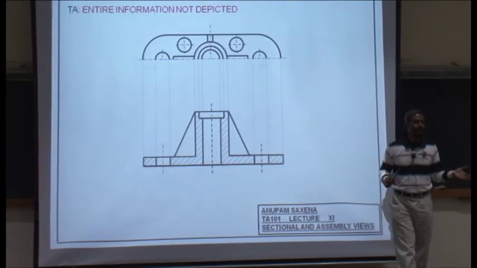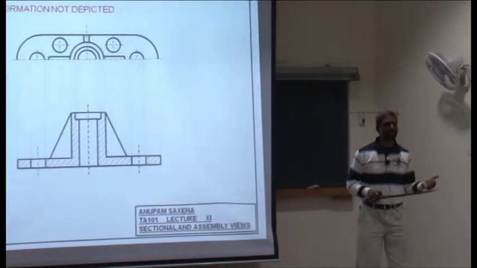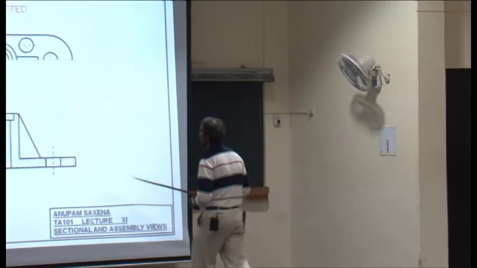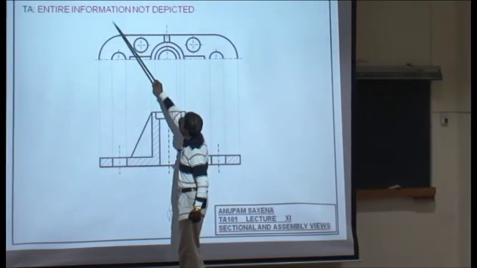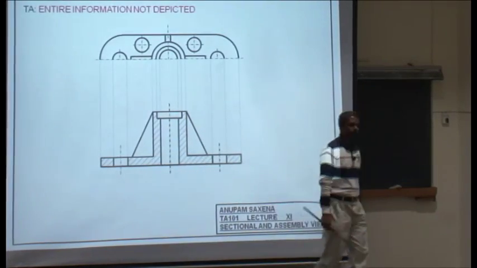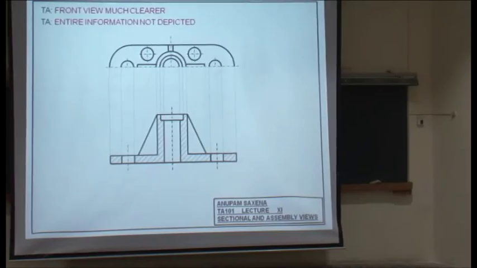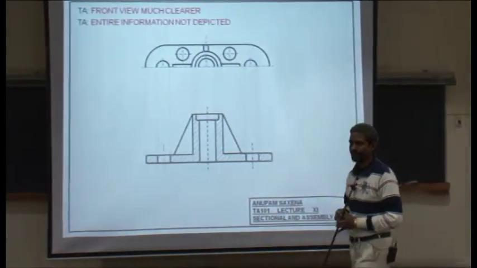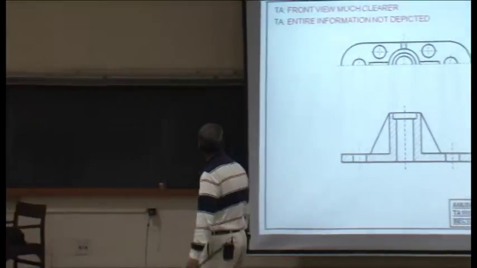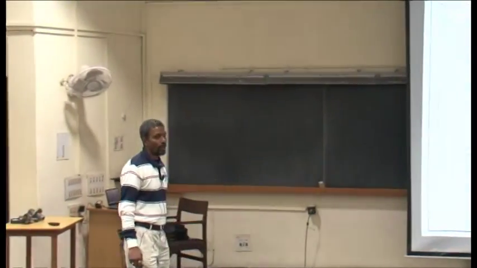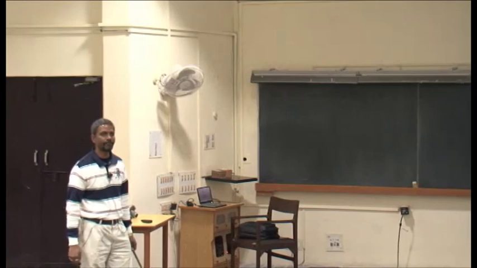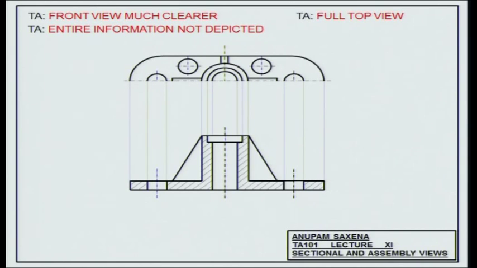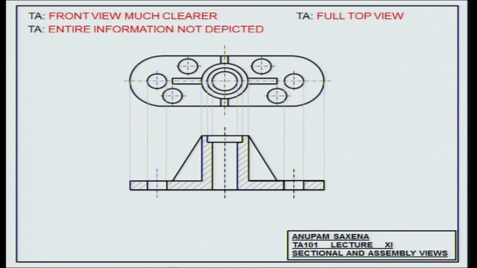Section views are nothing but a trade-off between clarity and information. It's a compromise between clarity and information. If you want more clarity, let go of certain information. If you want less clarity, include as much information as you want. Something to keep in mind. However, it'll be a nice idea for you to show the full top view, so that much of the information, not all, is something that you're able to retain.